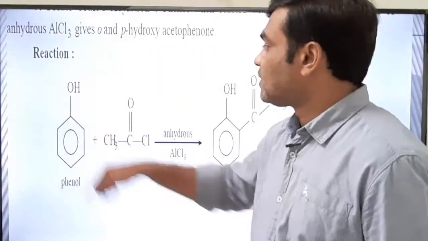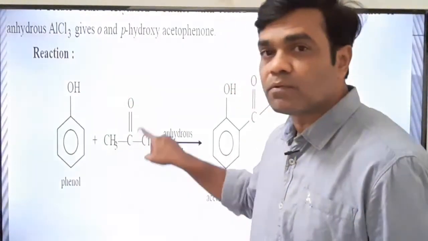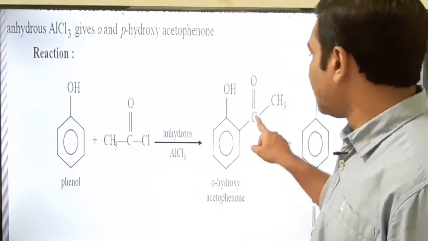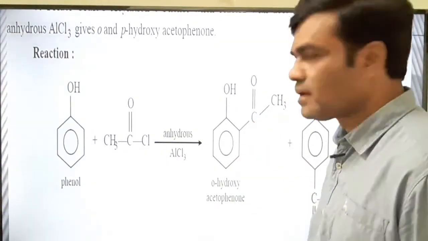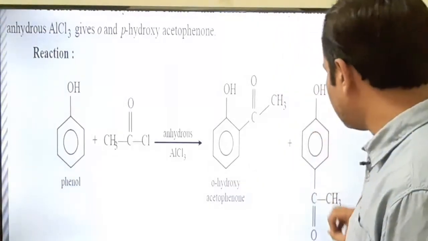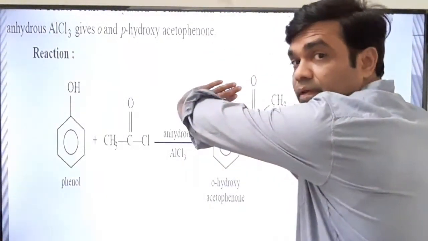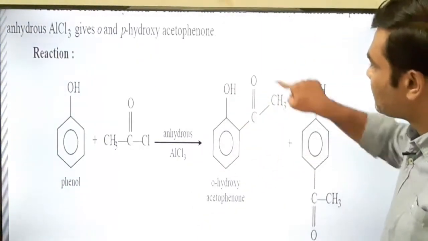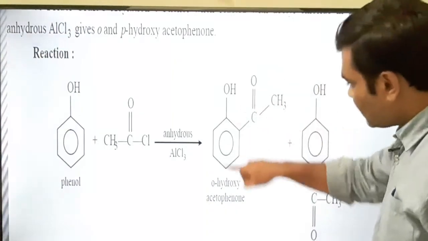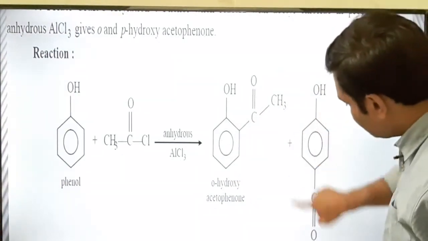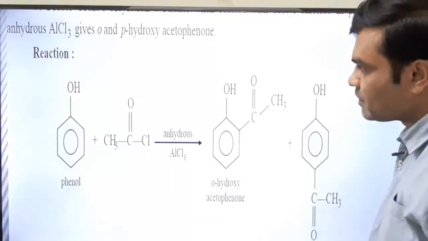So one of the hydrogens of the benzene ring or the aromatic ring is replaced by this acyl group, and we get two products. One is ortho, other is para. Ortho-hydroxyacetophenone, this is acetophenone. At the ortho position there is a hydroxy group. This is ortho-hydroxyacetophenone. At the para position, hydroxy group, para-hydroxyacetophenone.